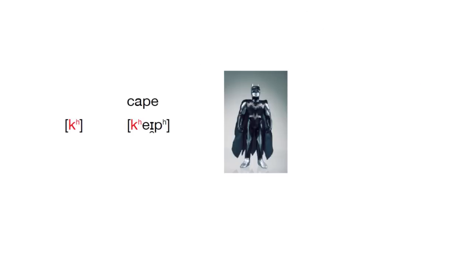And the last of our aspirated consonants in English is K, which makes a K sound, as in cape. It's a voiceless, aspirated version of G.